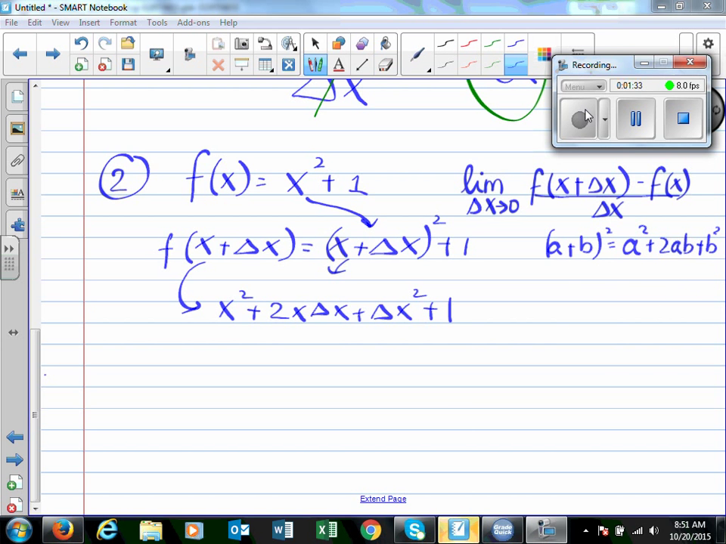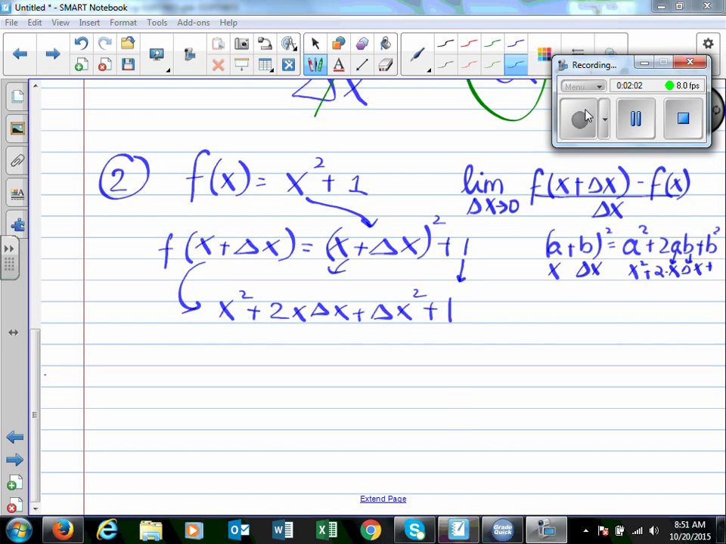So if you're using special products, a is x and b is delta x. So a squared will be x squared, plus 2 times x times delta x, I'm just substituting for a and b, plus b squared, which is delta x squared. Plus 1, because the 1 is there in the equation. Is that clear to you? So that is f of x plus delta x.